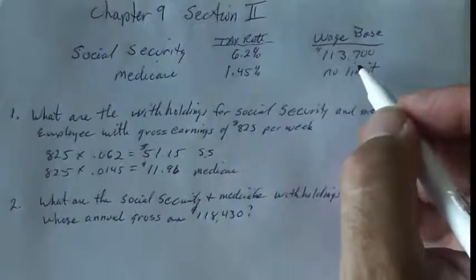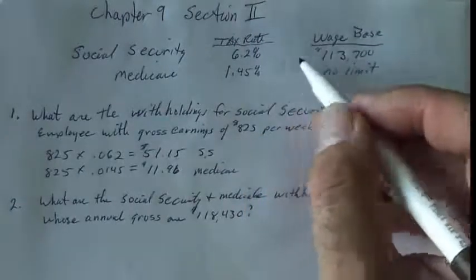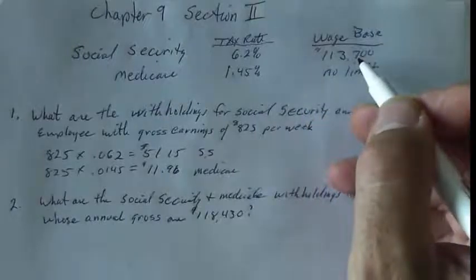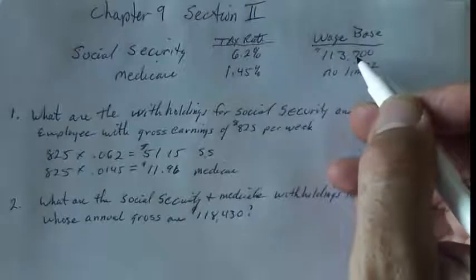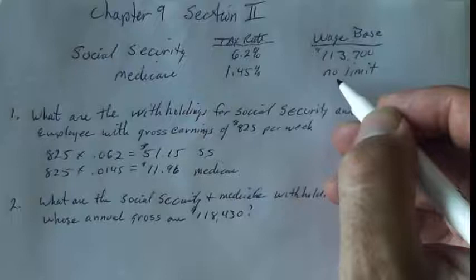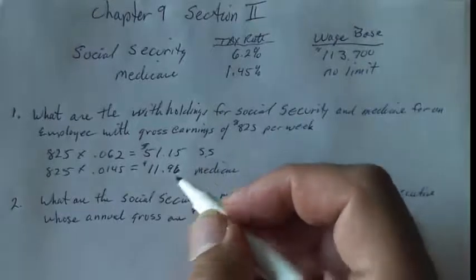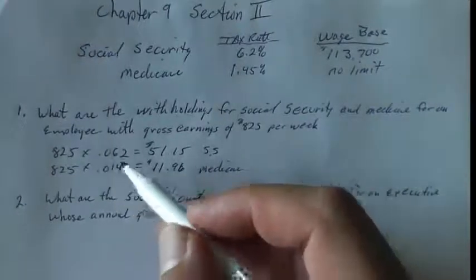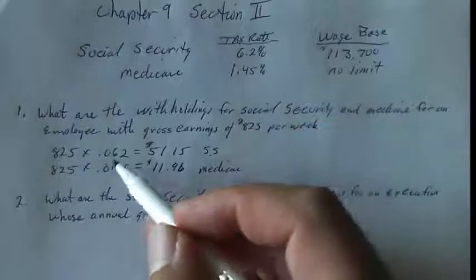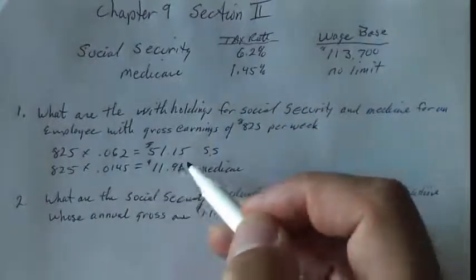Now you'll notice when you read that there is a base wage, so you get taxed up until that wage is reached, and then after that they don't tax you anymore for Social Security. For Medicare, there's no limit, so no matter how much you make, you're always going to pay into Medicare. On number 1 there, as their example, they've simply converted the percentage to a decimal in both of these and then multiplied, and that's where they got those numbers.